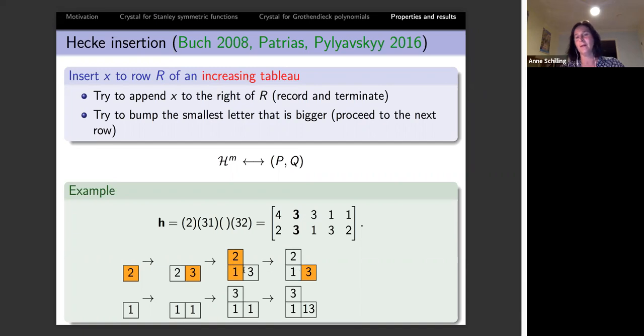From here to here, nothing changed. But in the recording tableau, we have to record that nothing changed, and we put a second letter into this box. So instead of just the 1, we now have a 1, 3. That's how you get these set-valued tableaux using the Hecke insertion. If we finish this example, you get this as your recording tableau, which is a set-valued tableau in general. And the P tableau is, as I said, an increasing tableau.